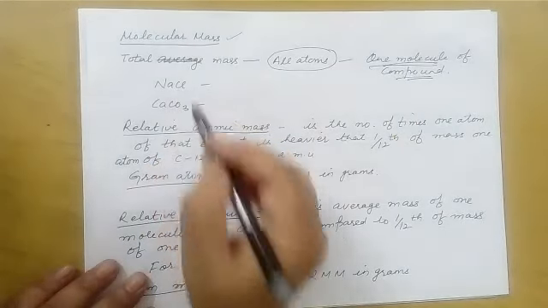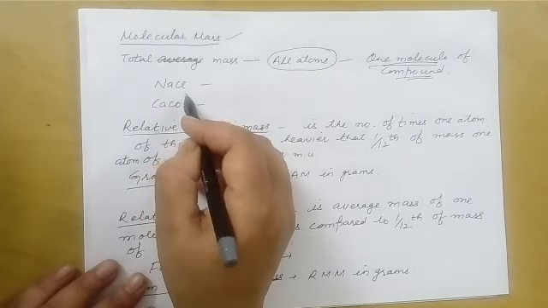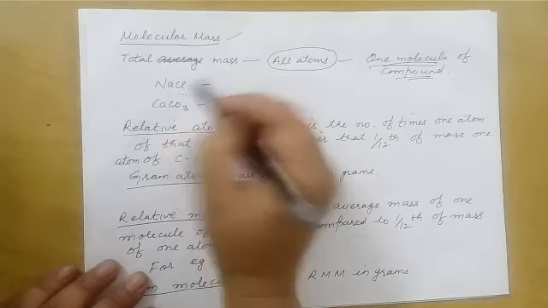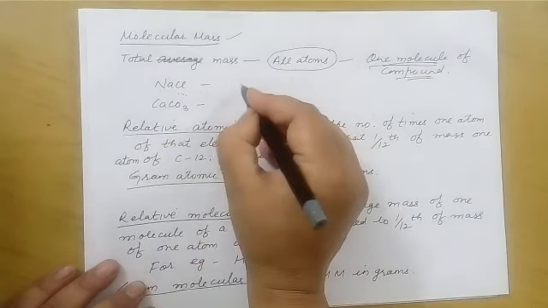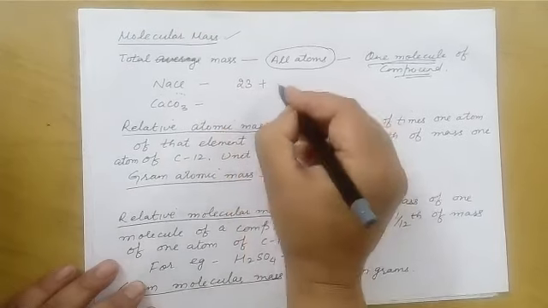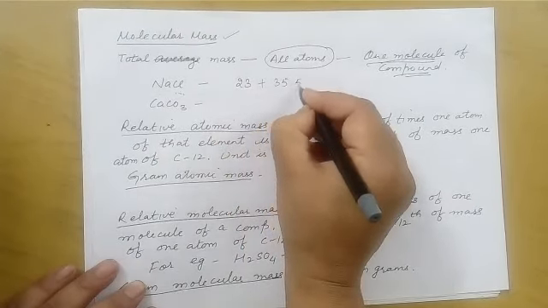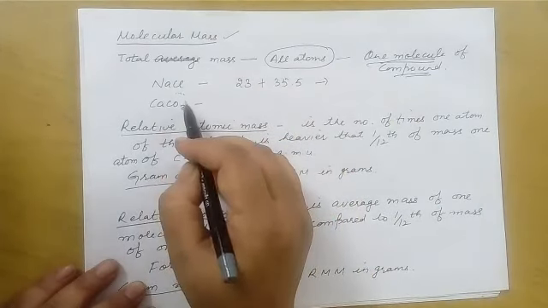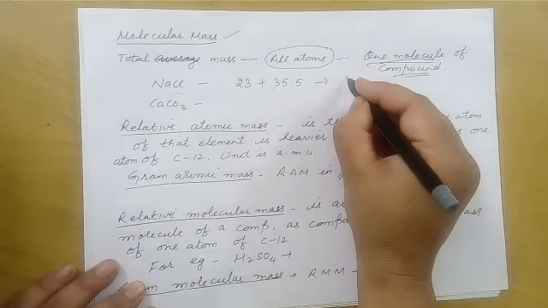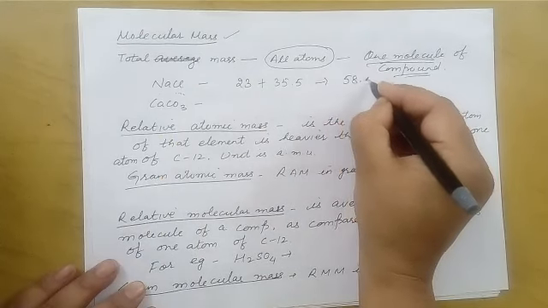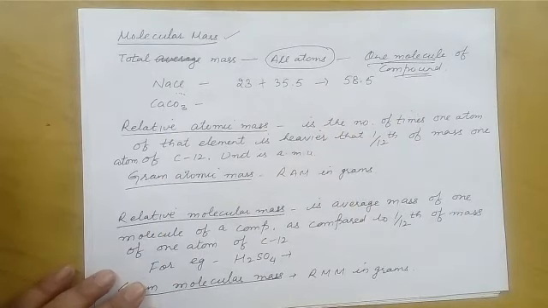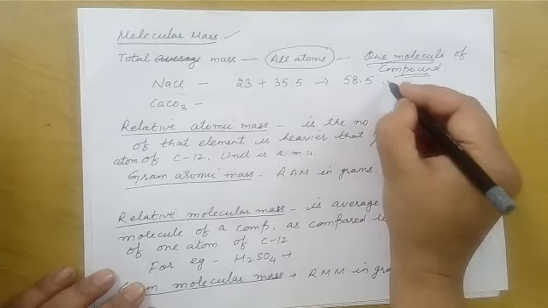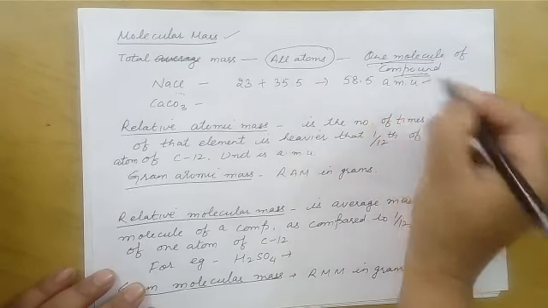For example, NaCl. This is one molecule of sodium chloride. What is the molecular mass of this sodium chloride? Now the atomic mass of sodium is 23 and chlorine is 35.5. So molecular mass of sodium chloride is 58.5. The units are atomic mass units. So 58.5 atomic mass units.